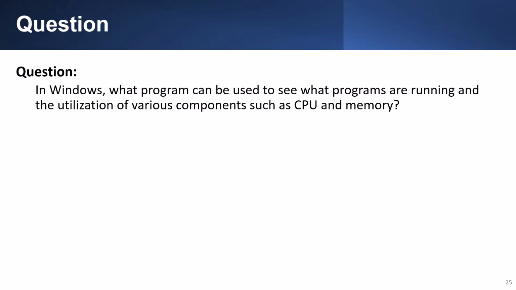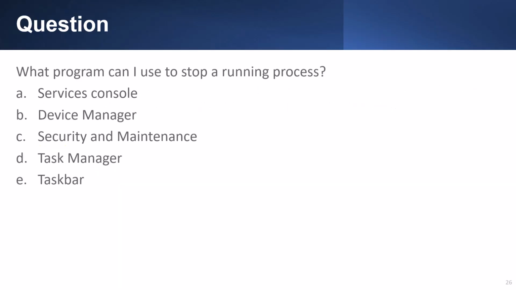Question: in Windows, what program can be used to see what programs are running and the utilization of various components such as CPU and memory? Answer: Task Manager. Question: what program can I use to stop a running process? Answer: Task Manager.